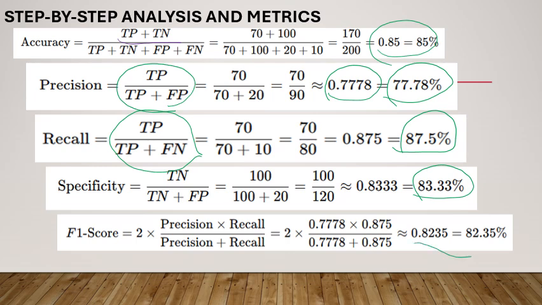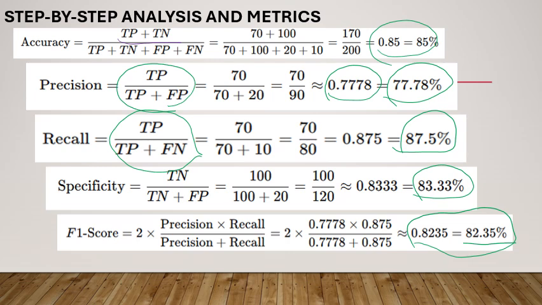And then lastly, applying the formula for our F1 score, we will get 82.35%. This indicates a good balance between correctly identifying spam, our recall, and ensuring that most predicted spam emails are actually spam, that is our precision.